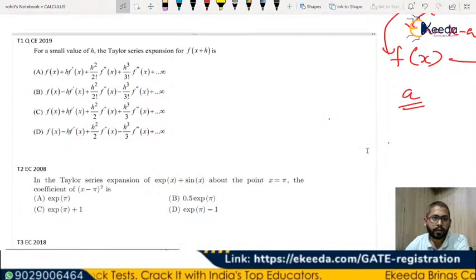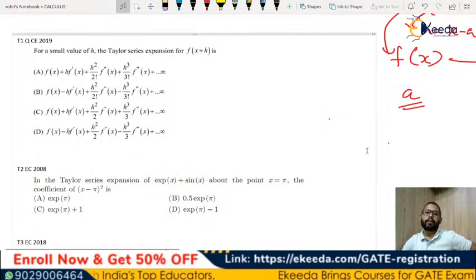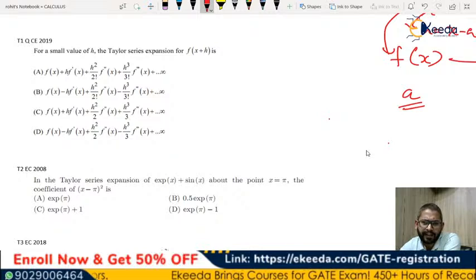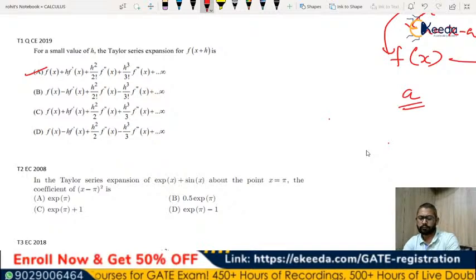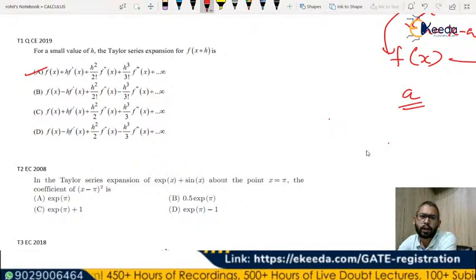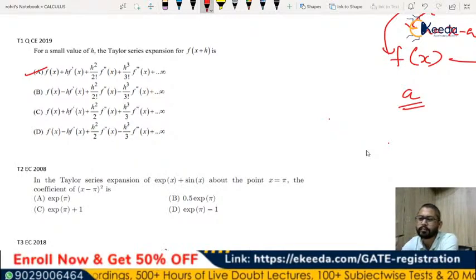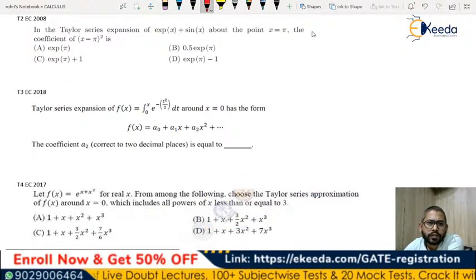So let's move back to the questions. The first question is a direct question. It says for a small value of h, the Taylor series expansion of f of x plus h is what? So it is a very direct question. We have already seen the formula also. It is going to be f of x, just for your reference, right? So option A is the right answer, and it is a direct question. I'm not solving it. You have to just tick the answer. Now we'll go to the second question.